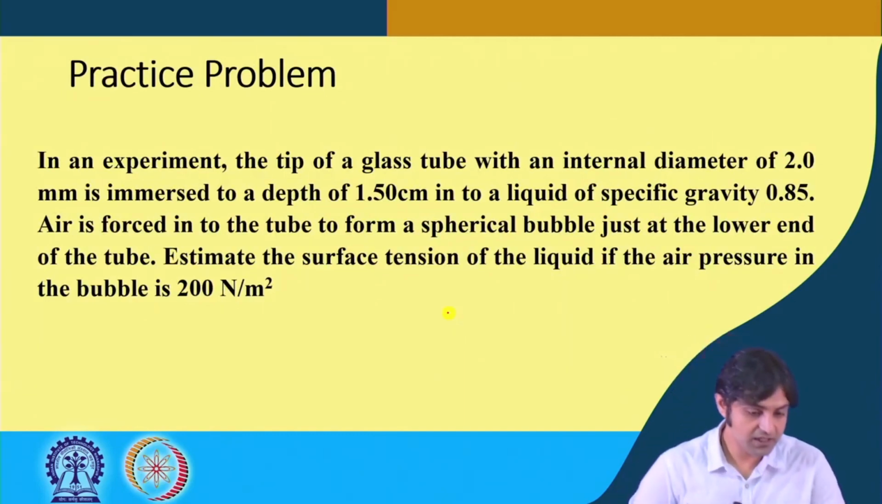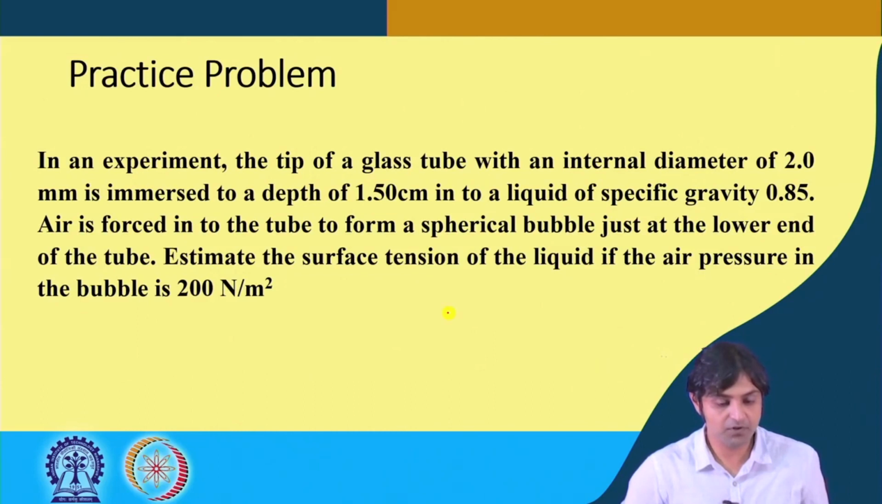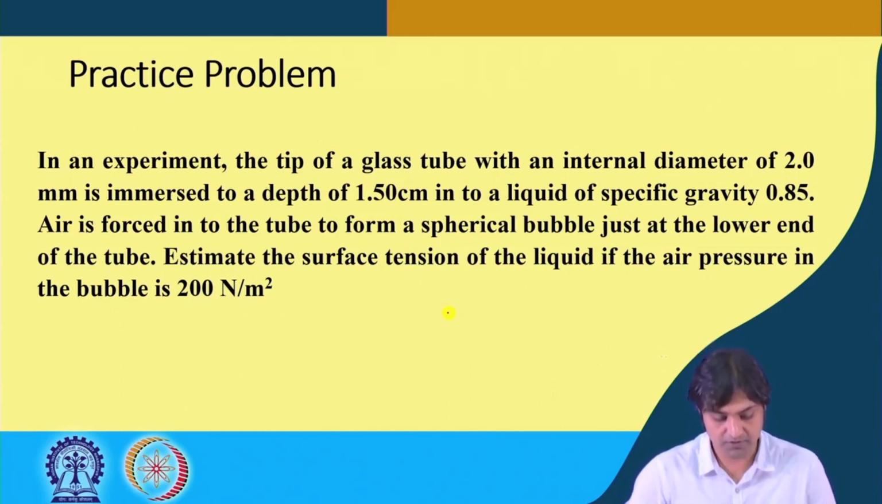The question says, in an experiment, the tip of a glass tube with an internal diameter of 2.0 millimeters is immersed to a depth of 1.5 centimeters into a liquid of specific gravity 0.85. Air is forced into the tube to form a spherical bubble just at the lower end of the tube. Estimate the surface tension of the liquid if the air pressure in the bubble is 200 Newton per meter square. So, how do we approach this problem?